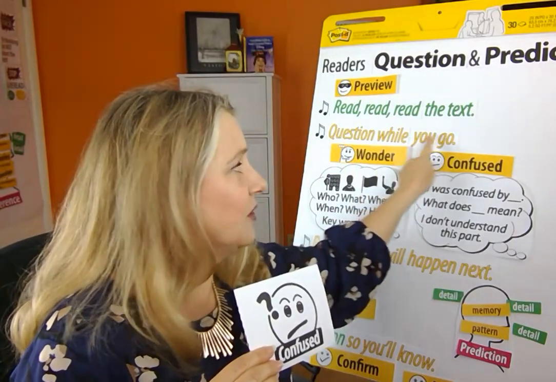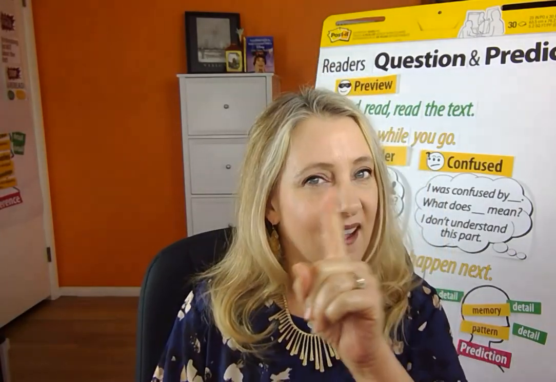Okay, so today, though, is all about how you can use another type of tool that the author gives you to figure out these words when you're in the middle of this question while you go and you're confused. How can you figure out the words without a glossary? What if it's a book that doesn't have a glossary? What if it's a book that doesn't have a bunch of pictures and photographs to give you clues?